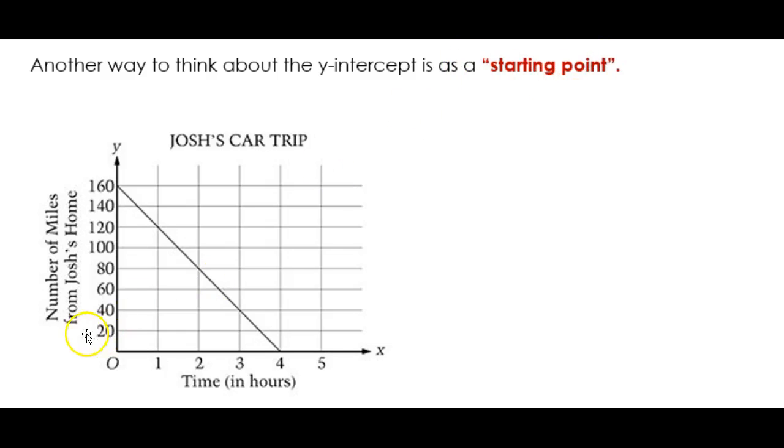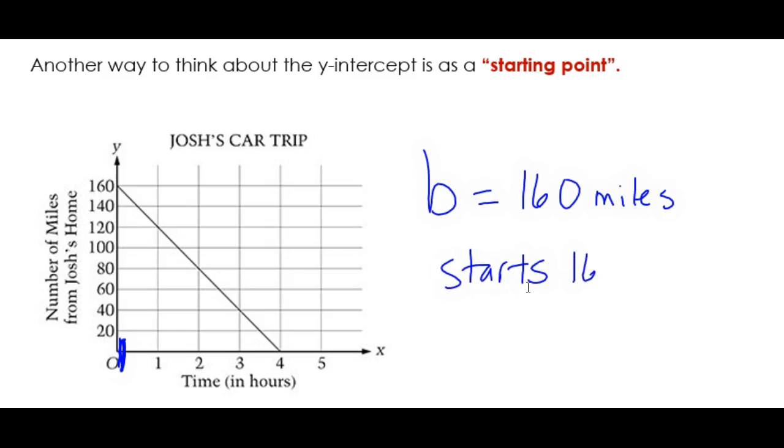Okay, so for example, let's look at Josh's car trip. So it looks like on my y-axis it says the number of miles from Josh's home and the time in hours, right? So when I look at my vertical axis, I can see that my y-intercept is at 160. Right? So I can just write that my value of my y-intercept is 160. That's 160 miles when his time is 0, in other words, when he starts. So what does that really mean? That means that he starts 160 miles from home.